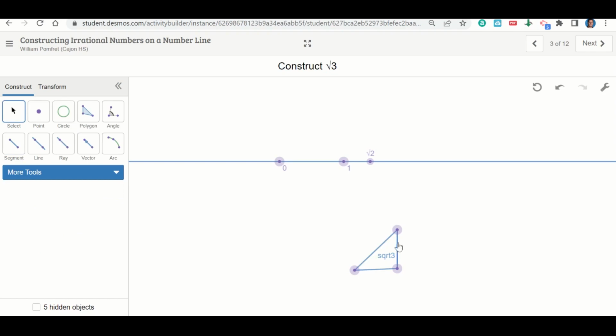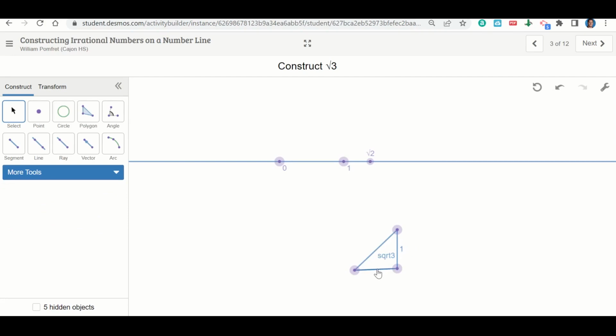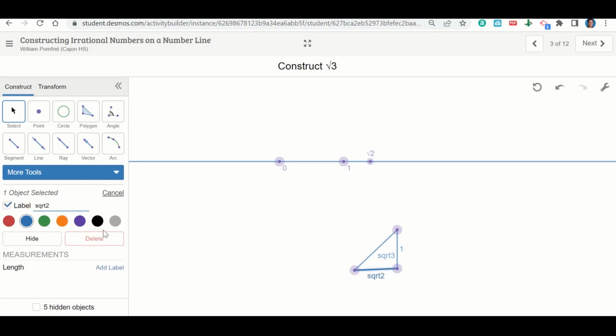So if we want that side to be square root of 3, then using the Pythagorean theorem, we know that a squared plus b squared equals c squared. So the only way to get 3 is 1 plus 2, right? So if we were to take the square roots of each of those, square root of 1 is 1. So one of these sides has to be 1. So we'll go ahead and make this side here 1. And this side here would then have to be the square root of 2. So I'm going to put square root of 2.